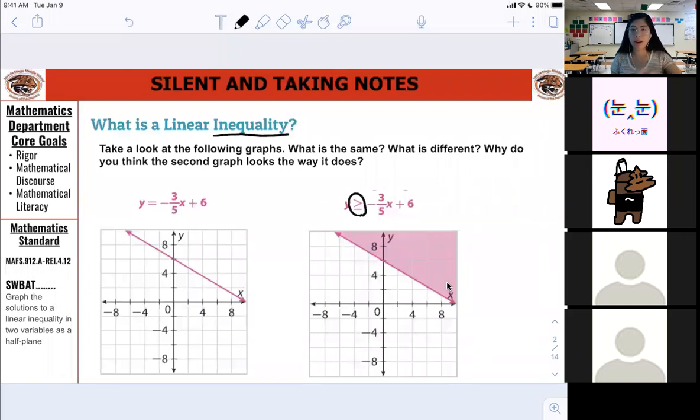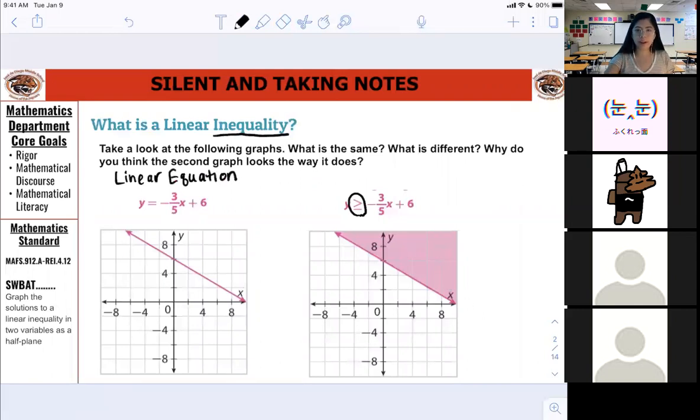Because remember that the less than sign looks like an L. So you can always think about it that way. If it looks like an L, it's a less than sign. If it's not, then it's greater. So yeah, we have a different symbol. So on the left, this is just a regular old linear equation. This is just a linear equation because it's equal.